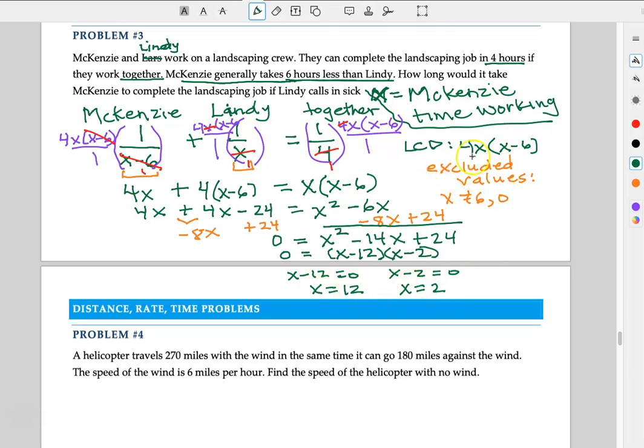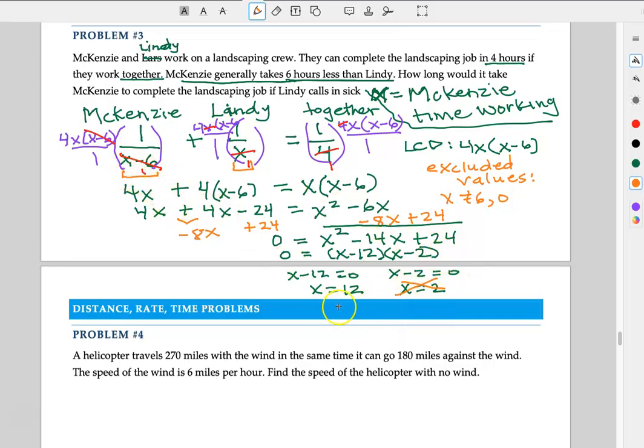Okay, so neither of those are the excluded values, but we need to think about kind of what's happening here, right? So if we look at this one that says x equals 2, well, remember we said that Mackenzie's, you know, it takes her 6 hours longer. So if I put that 2 in place of the x here, 2 minus 6 gives me a negative 4 hours, right? Mackenzie can't do work in a negative amount of time, so that one doesn't make sense for what we're talking about. Is that clear? Yes, correct.